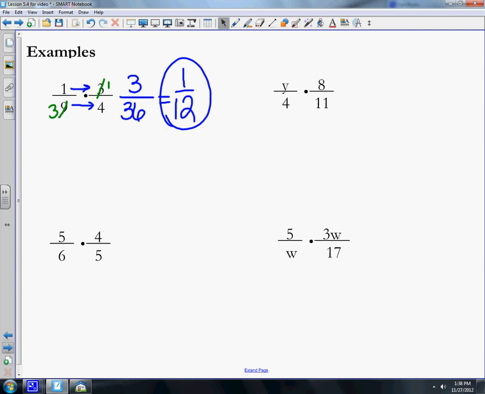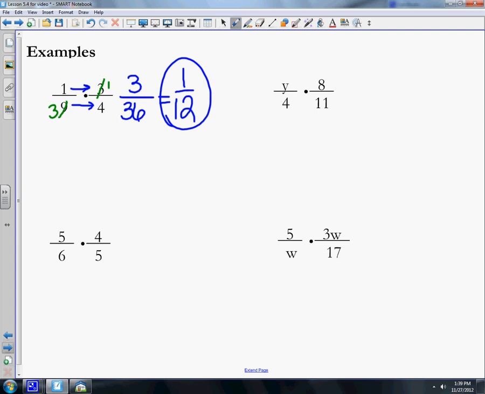So try these next 3 and notice that there is a variable thrown in there. When there's a variable thrown in, you just multiply it as normal and keep it with the number. All right, so try these and then we'll come back and go over them.